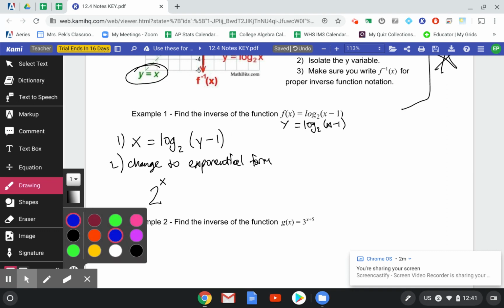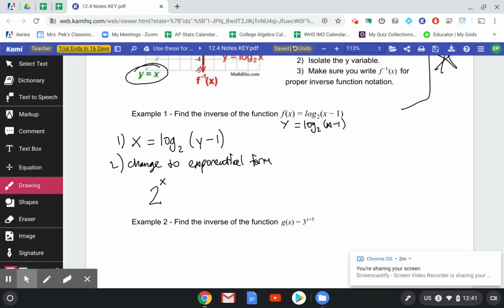Remember, this ties into our last part 1 lesson. This one here is the base, and the log equals the exponent. If you are unaware of that, you might want to go back and watch my 12.4 part 1 lesson. So 2 to the x power equals y minus 1. Now, because there's no log attached to the y, just y minus 1, I can add 1 to each side and rewrite this as y equals 2 to the x plus 1.